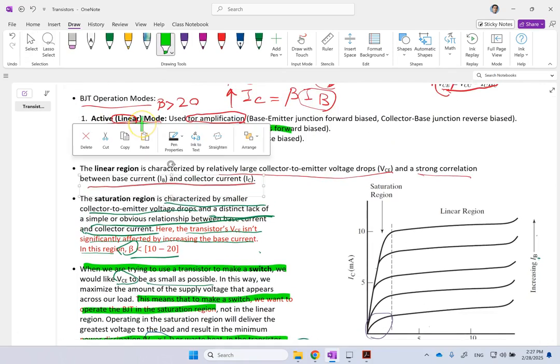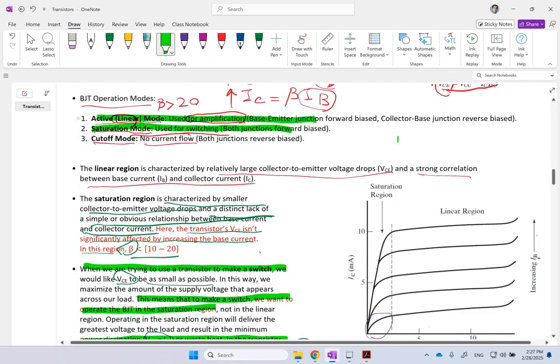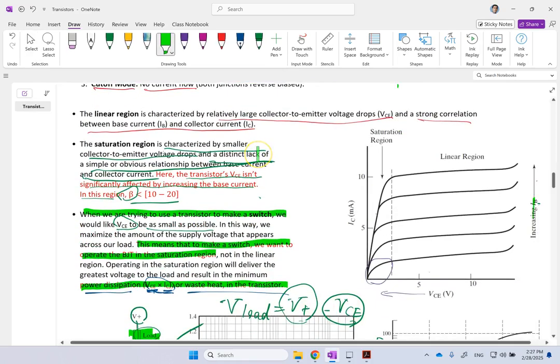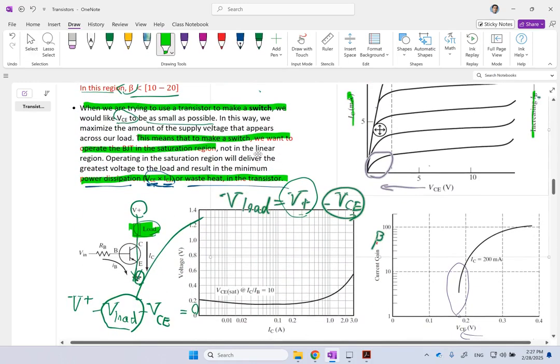But in amplification, we go in linear mode. That's where we can apply bigger IBs, we get bigger ICs, and we get large betas, more than 20, typically all the way to 100.